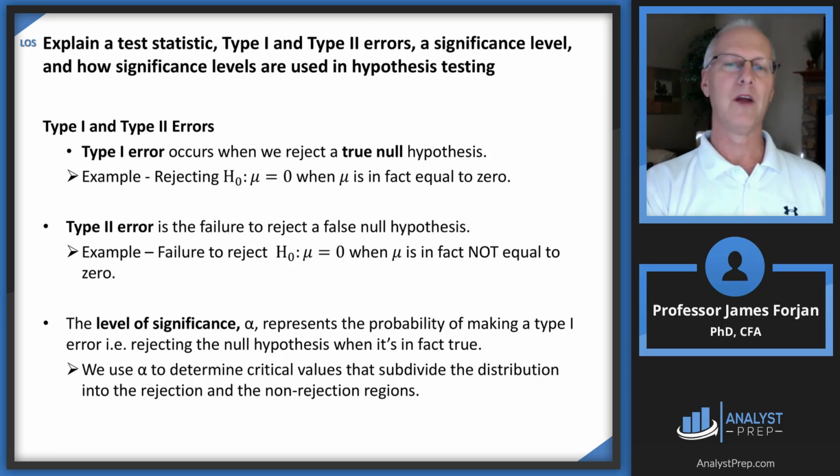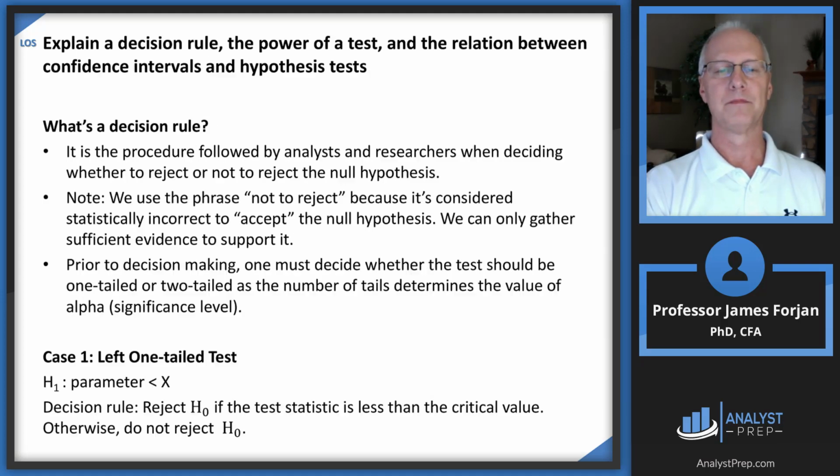So what's a type 1 error? That's when we reject a true null hypothesis. That would occur when there was actually a touchdown and the ref sees something on the video and says, no, that was not a touchdown. Type 2 error is failure to reject a false null hypothesis. And so you can go through the whole touchdown example again to get type 1 and type 2 errors. Level of significance represents the probability of making that type 1 error.